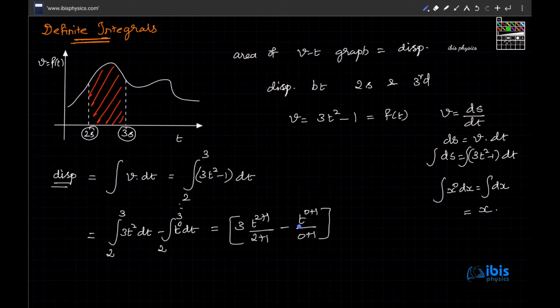Here, the lower limit 2 has to be put here and the upper limit has to be put here. So the integral of 3t square is 3t cube by 3, since the integral of t square dt is t cube by 3, and minus t power 0 plus 1 is t by 1. That is, the integral of 1 dt or dt is t. So it is 2 to 3 seconds, like that we are supposed to do.